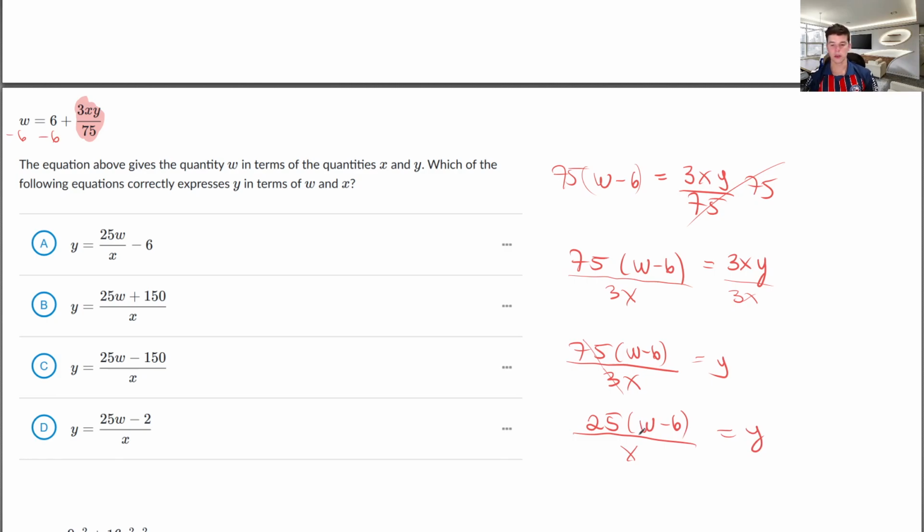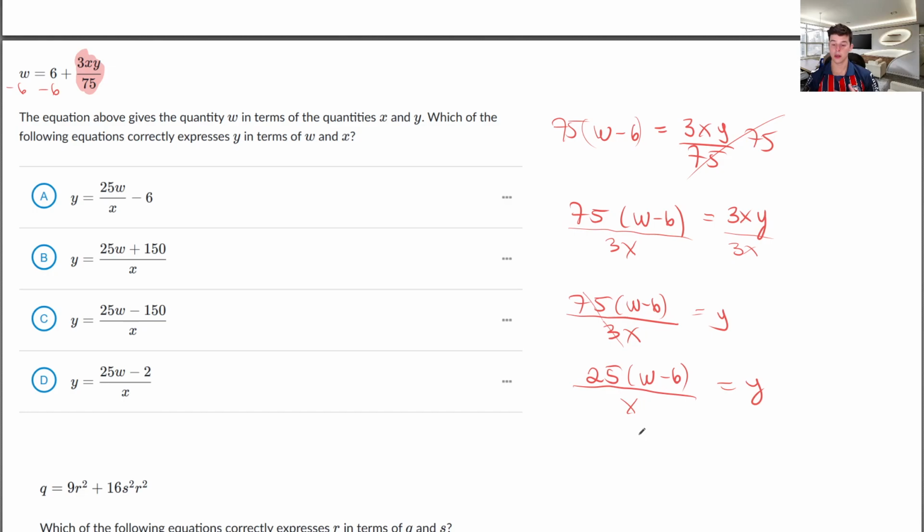No. What can I do? Am I scared? What's the right answer? No. I can see that I can still distribute because every single answer is distributed. So let's do that. Distribute the 25 to the w and the minus 6. So 25w minus 25 times 6 is 150, everything divided by x equals y.